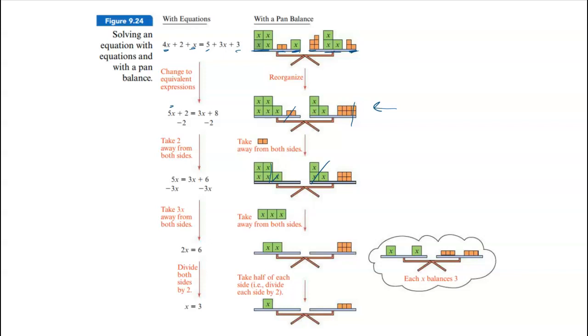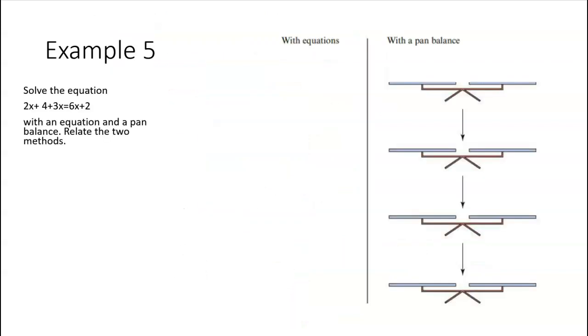Now here, it's telling you, okay, each x is balancing 3 of these. We've got to kind of think of these as in half. So we end up with x equals 3. So let's just do one together.